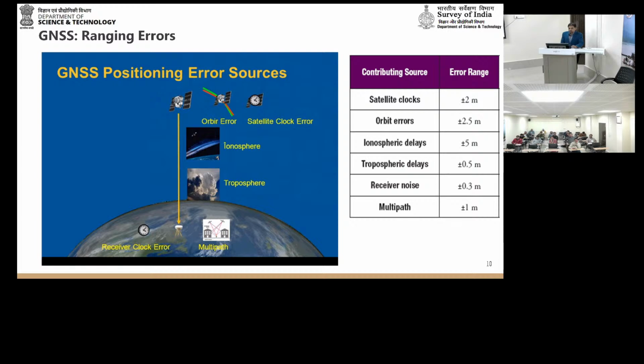And because of the pseudo range, there are too many errors. Satellite clock errors, meaning the satellites also have clocks, contribute an error of plus or minus 2 meters. Orbit errors, because the satellite is orbiting the Earth, contribute 2.5 meters. Ionospheric delays cause 5 meters of error. Tropospheric delays 0.5 meter. Receiver noise 0.3 meter, and multipath, where the signal gets reflected by nearby buildings and ponds, contributes plus or minus 1 meter of error.